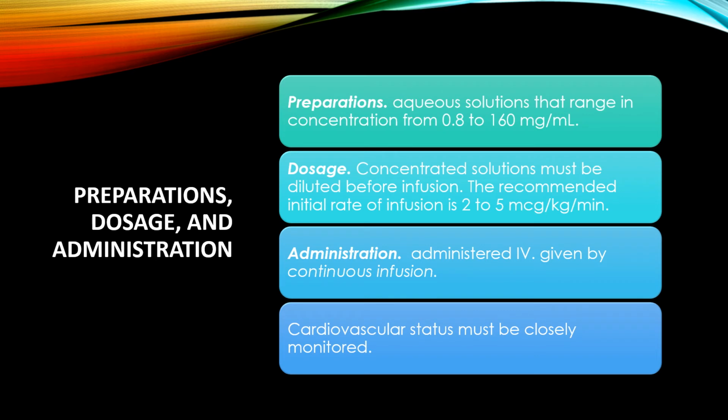Now, for the preparation, dosage, and administration of the dopamine. It is available in 0.8 to 160 mg per ml, and the dosage is usually 2 to 5 microgram per kilogram per minute, given via IV in continuous infusion. Cardiovascular status must be closely monitored while giving dopamine infusion.